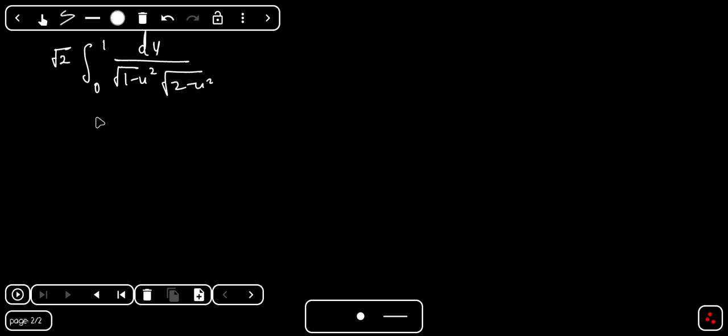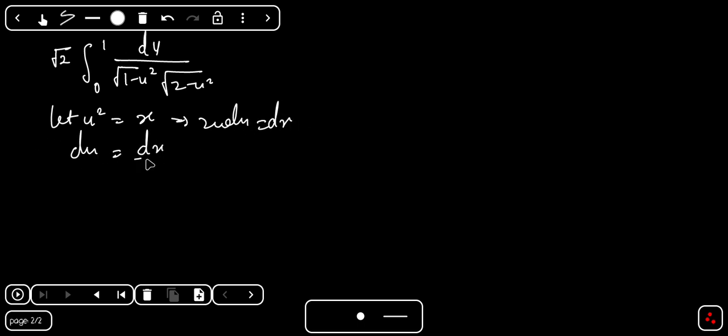So making a substitution, we can say let u raised to the power of 2 be equal to x. So if u squared is equal to x, then 2u du is equal to dx. Then du will be equal to dx over 2u. And don't forget, u will be square root of x, so that will be dx over 2 square root of x. So the limits still remain the same.